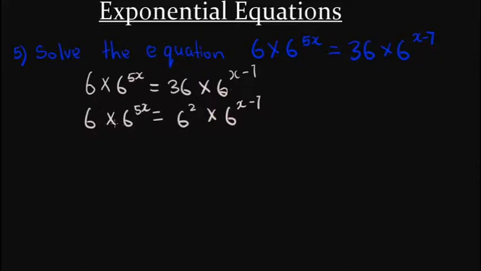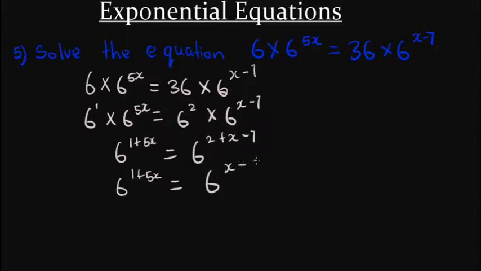of indices. We have two terms with the same bases being multiplied. We add the power. So the power for this 6 would be 1, so it would be 1 plus 5x. And for this side, it would be 2 plus x minus 7. And we can further simplify this to give us x minus 5.